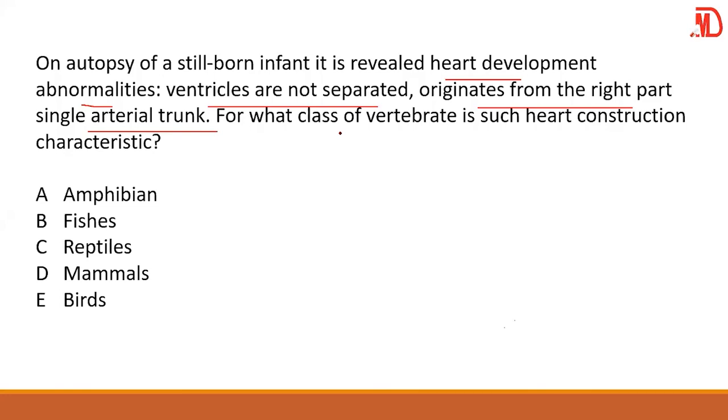Again, having a three-chambered heart, like in this question, where we have one ventricle, and it originates from the right part of a single arterial trunk. What is the class? Over here, we have a three-chambered heart, so we go for amphibians and reptiles. But reptiles do have a partially divided ventricle. So our answer here should have been amphibians and reptiles. But again, like I said, reptiles have partially divided ventricles. It's not full. So it nearly became four for reptiles. So here we are looking at amphibians. All right.